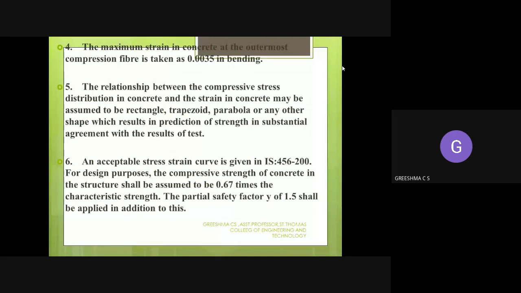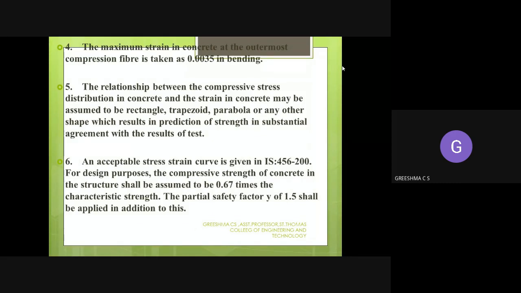Next is the relationship between the compressive stress distribution in the concrete and the strain in the concrete. It may be assumed to be rectangular, trapezoidal, parabolic, or any other shape which results in the prediction of strength in substantial agreement with the results of tests. So that is the compressive stress-strain diagram.